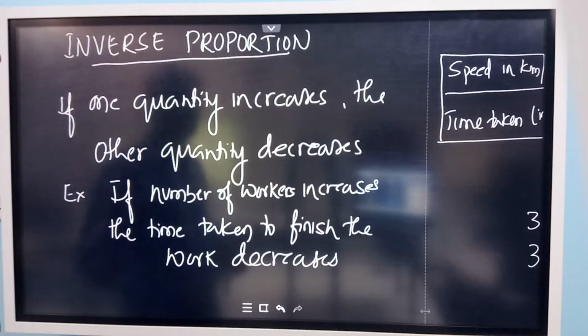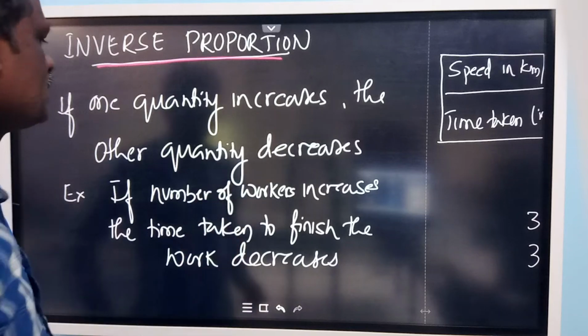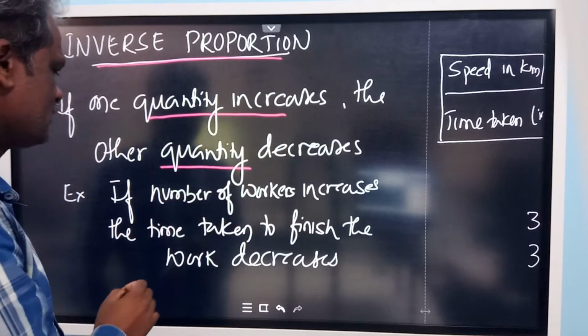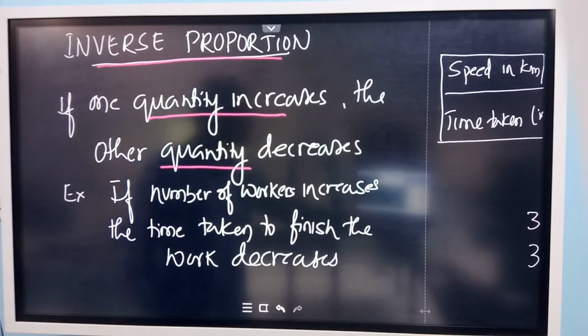In the previous class we discussed some questions under direct proportion. So now we discuss inverse proportion. What is that? If one quantity increases, then the other quantity will decrease. Such a relation we call inverse proportion.